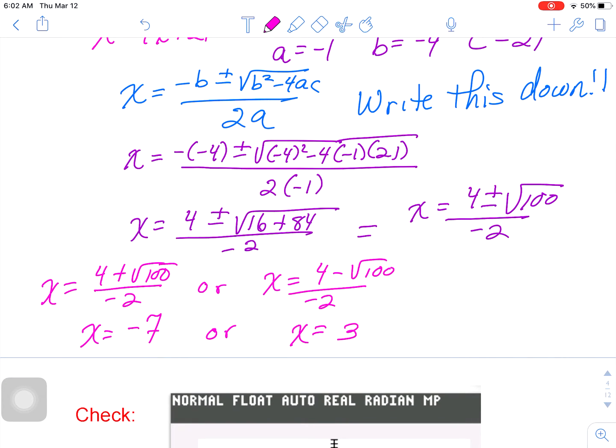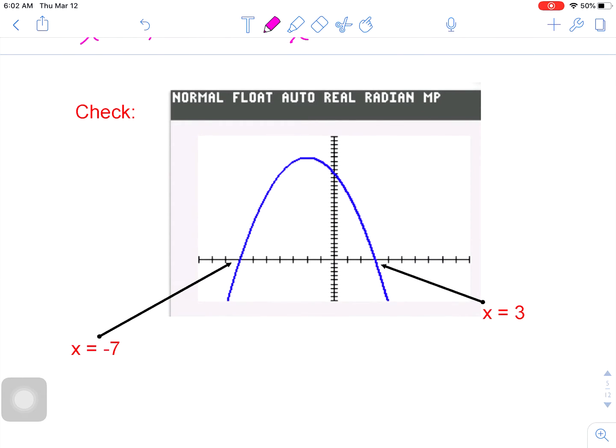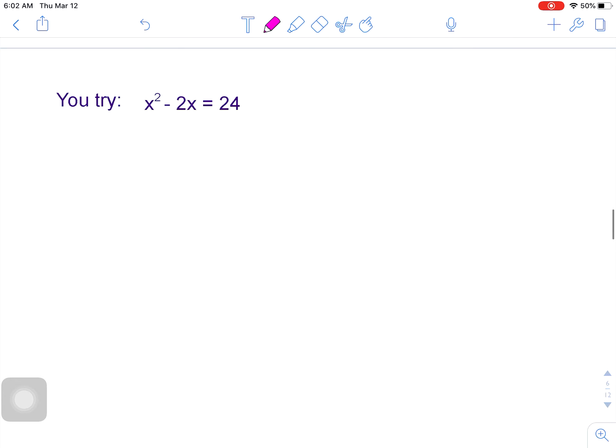All right, we can check that on the graphing calculator by putting it in, and we see that we're correct. x is equal to negative 7, and x is equal to 3. So remember, you can always check it on the graphing calculator. All right, so here's one I want you to try. x squared minus 2x is equal to 24. Pause for a minute, and then come back and we'll solve it together.